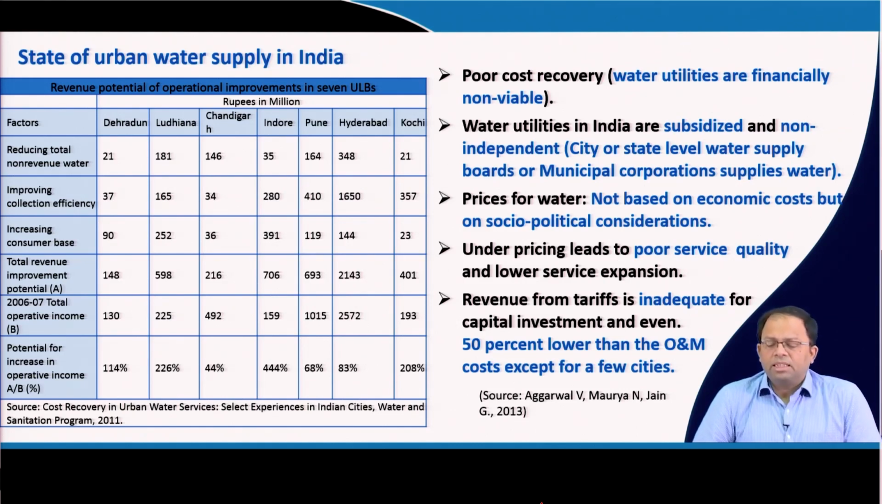For example, this underpricing leads not only to poor service quality, but also a lower chance of expanding the network, because you don't have money for expanding the network. So coverage remains as it is, right? These are some of the challenges. Then, revenue from tariffs is inadequate for capital investment, and in some cases even 50% lower than the operation and maintenance cost, except for a few cities.